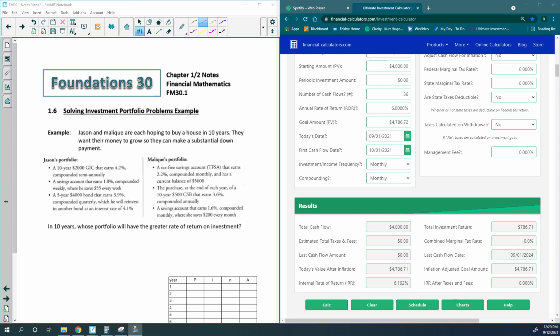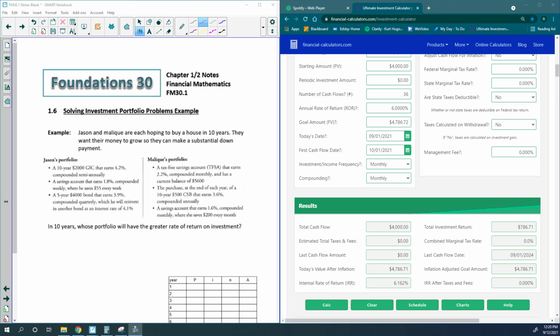For this video, we're going to be looking at lesson 1.6, solving investment portfolio problems, and we're going to be focusing on examples. So our first example here, we have Jason and Malik are each hoping to buy a house in 10 years. They want their money to grow so that they can make a substantial down payment.